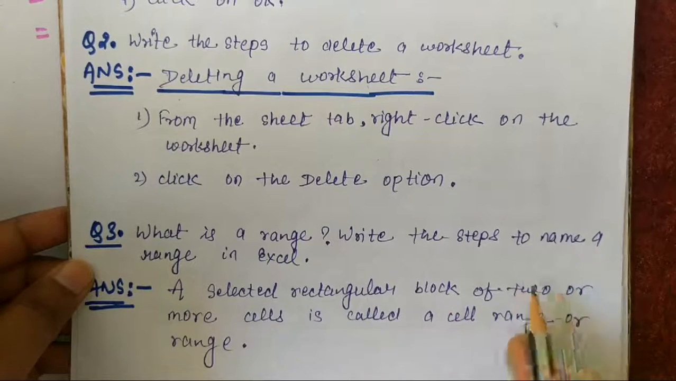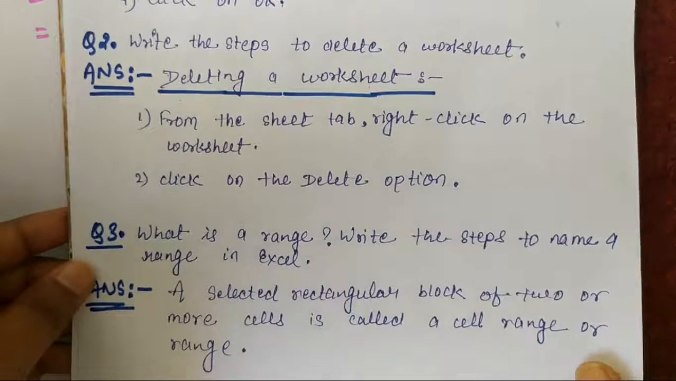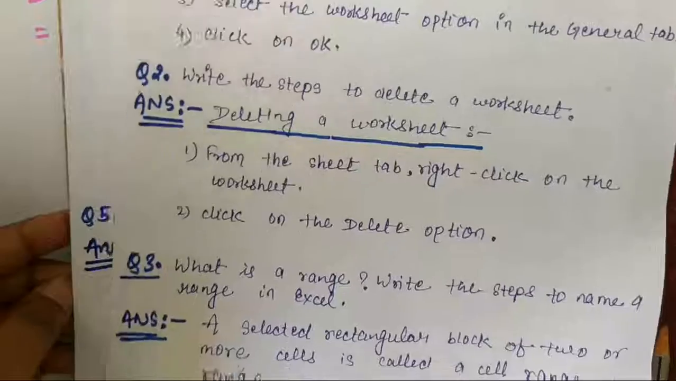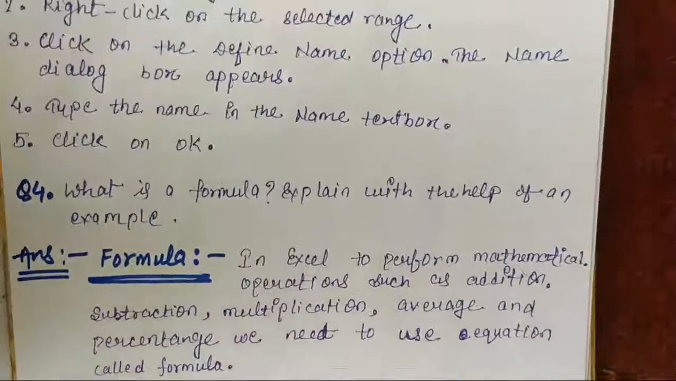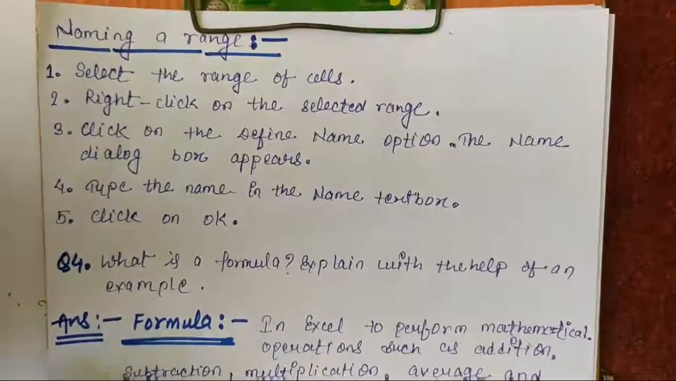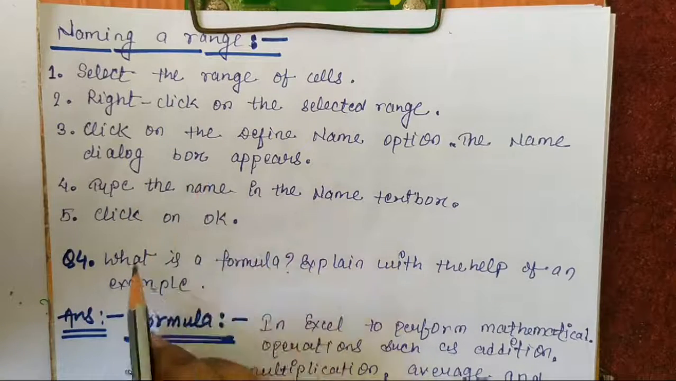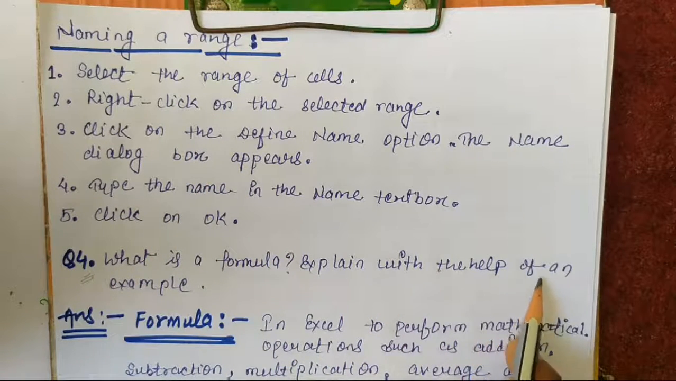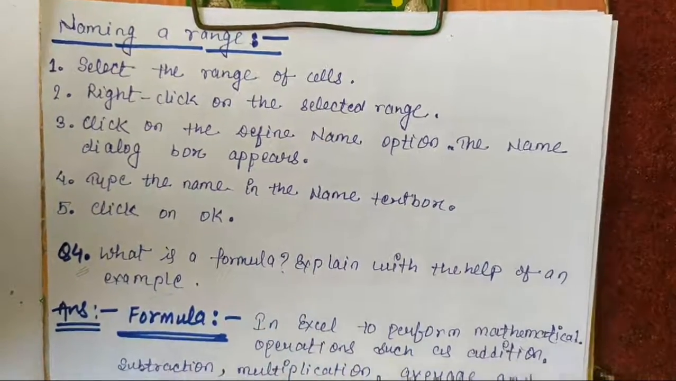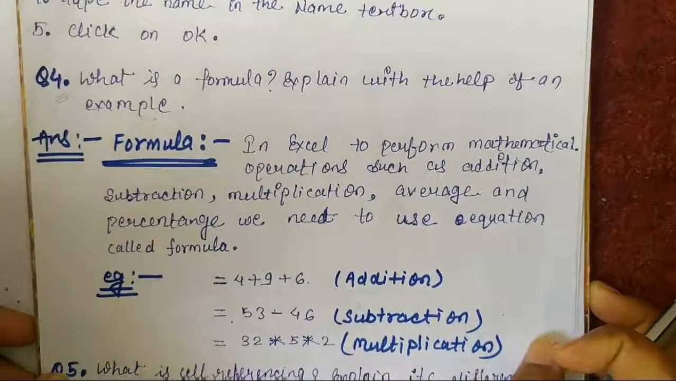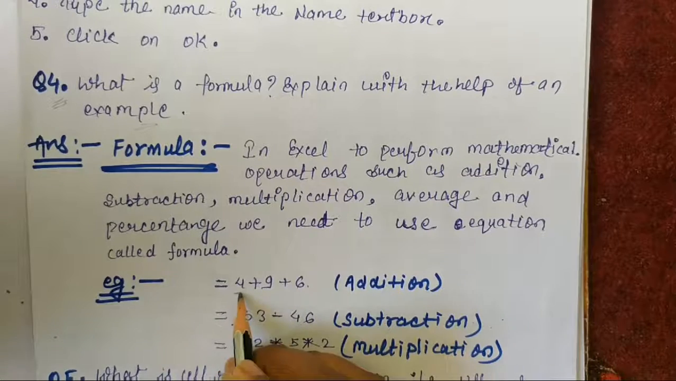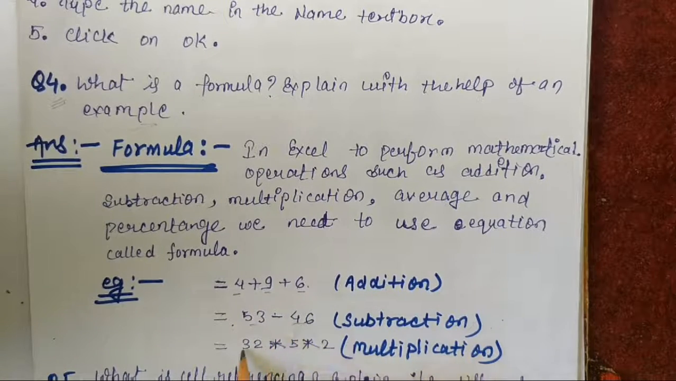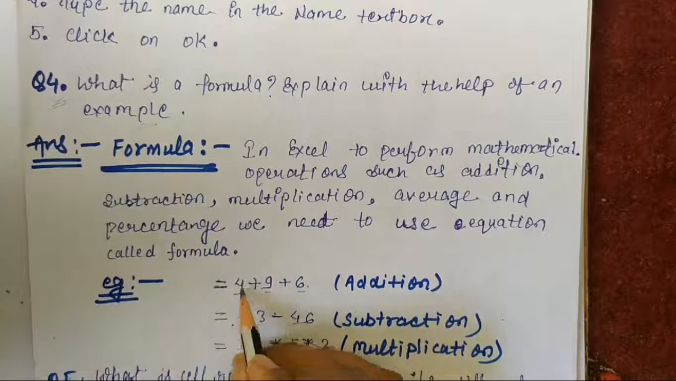Third one is what is a range? Write the steps to name a range in a worksheet. Answer: next one is naming the range. There is the naming of the range. Fourth one is what is a formula? Explain with the help of an example. Here is the formula and here is the example. You can put any number in the place of this number. You can use any number.